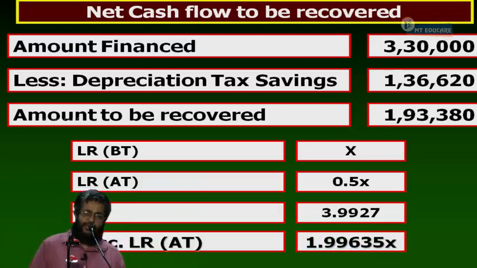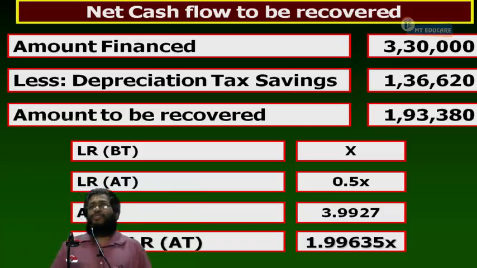Next, discounted lease rental after tax is equal to 0.5X into 3.9927, which is equal to 1.99635X. Are you having the clarity or not? Now, this should be equal to how much?